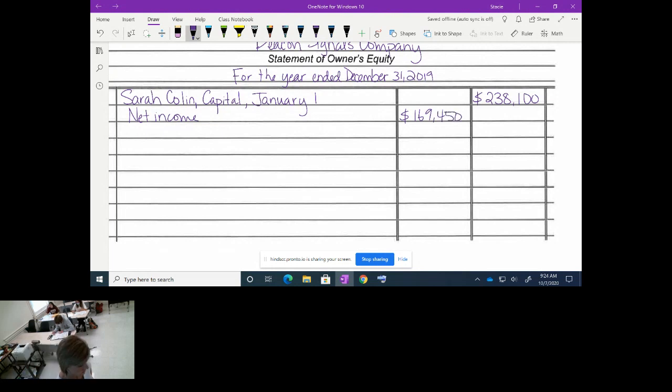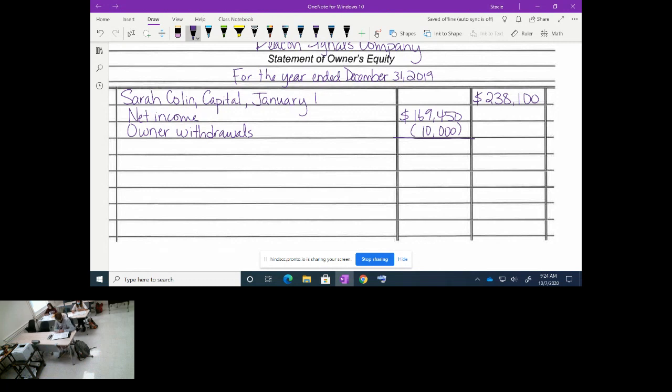And then what's next? Owner withdrawals. And how much is that? 10,000. And that comes off this worksheet. Sarah Colon drawing is 10,000. So we'll show our parentheses with 10,000. And that's the only changes to owner's equity during the year.